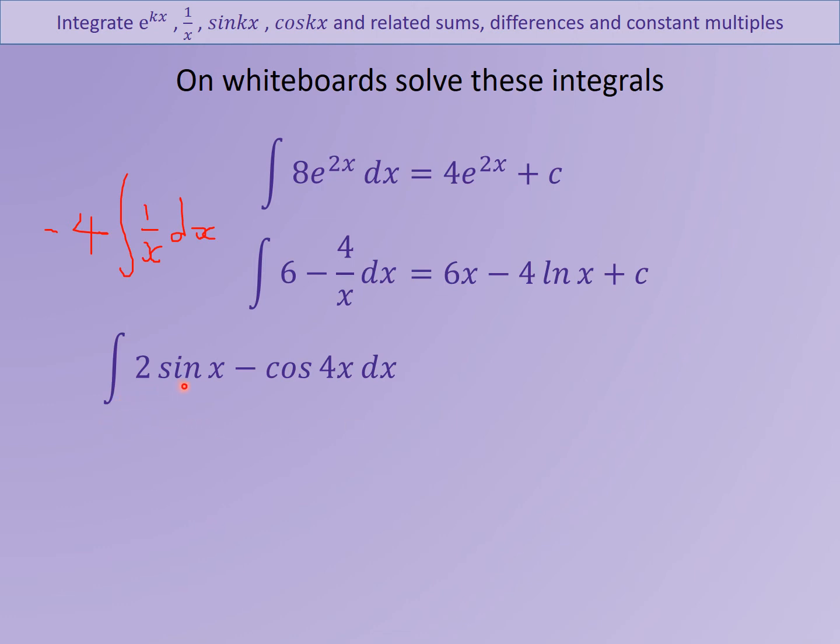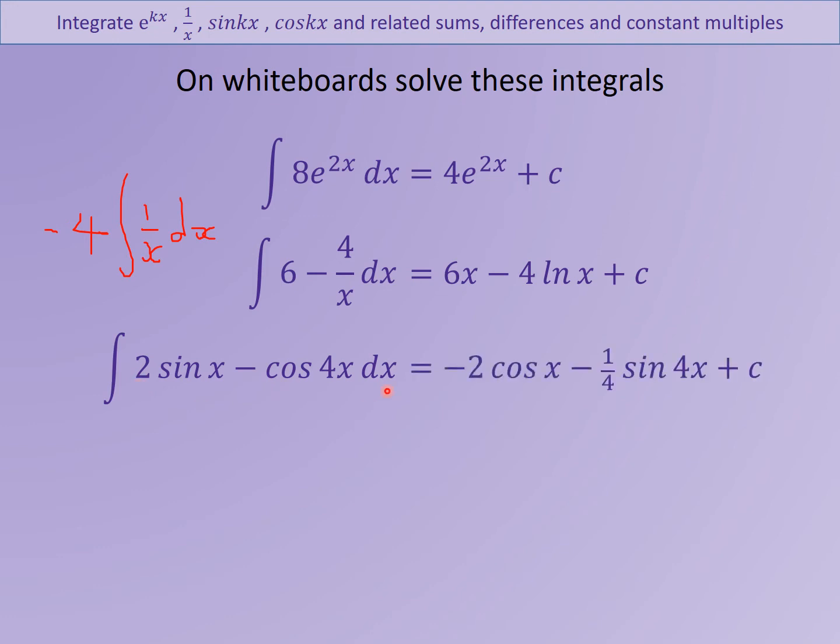So the integration of 2 sine x, well, sine normally differentiates to cos. So if I differentiate sine, it goes to positive cos. So if I'm integrating, it does the opposite. That's going to go to minus cos. The 2 stays at the front, so it's minus 2 cos x. Cos 4x, well, cos would differentiate to minus, but integrate, it stays the same. So that minus sign will stay there. So what do I get?